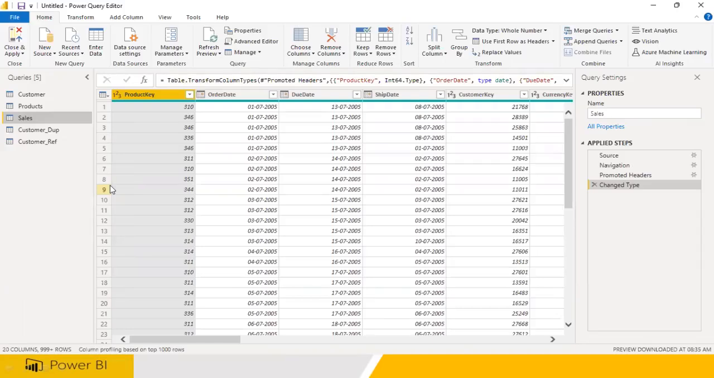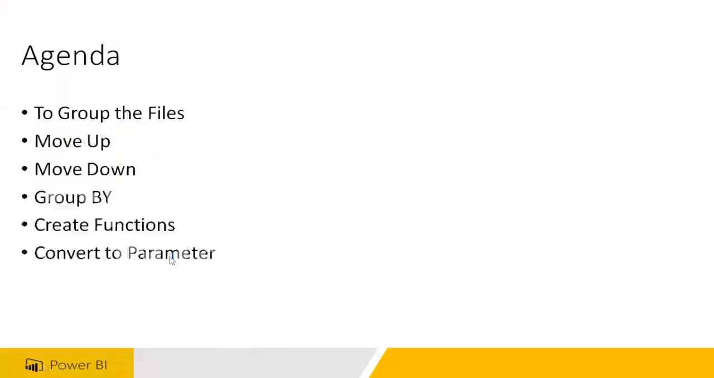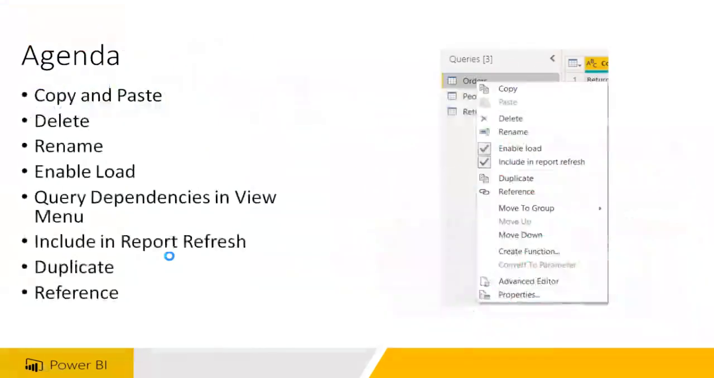If you have any table which is static in nature, static means the data is not going to change. New data is not going to come. Nobody is going to be deleting the data. Nobody is going to be modifying the data in that table, in that Excel, then you have to use this option. That is what is called include in report refresh. Clear? Query dependencies in view. Enable load, include report refresh we discussed.